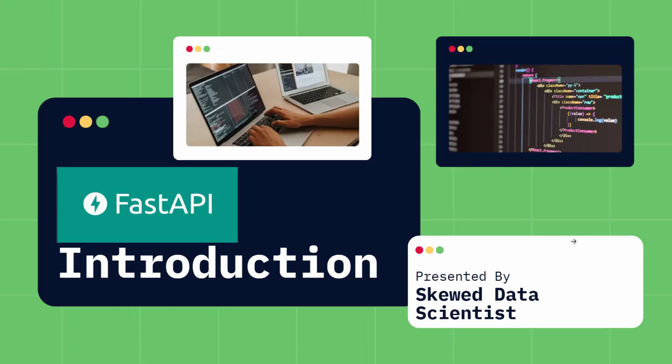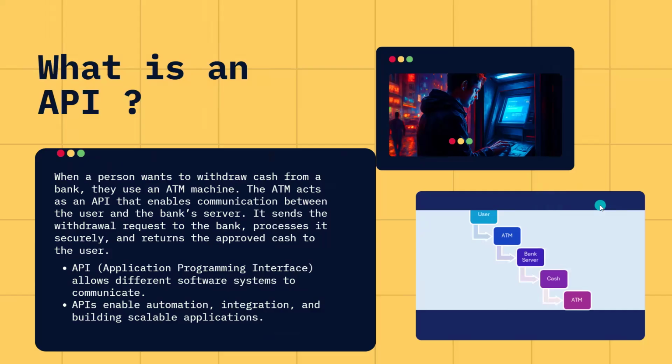So let's first try to understand what an API is. Let's take an example of a person visiting an ATM machine to withdraw cash. The person tries to interact with the ATM machine. Here the ATM machine acts as a communication bridge between the user who wants to withdraw the cash and the bank server. The user cannot directly contact the bank server to get the money, so the ATM is a communication platform with the help of which the user can withdraw the money.